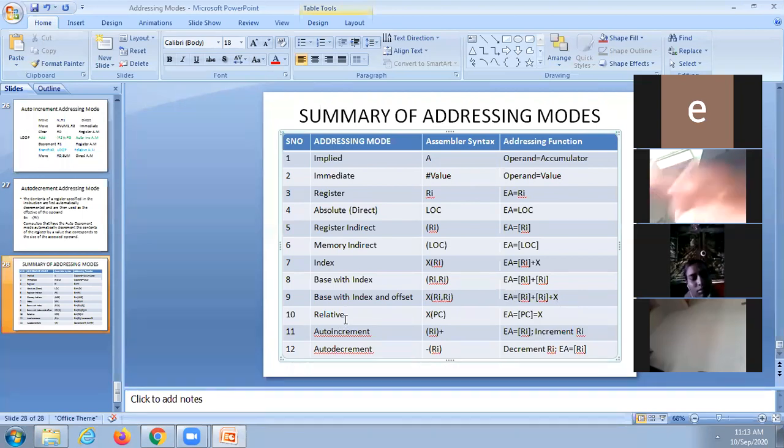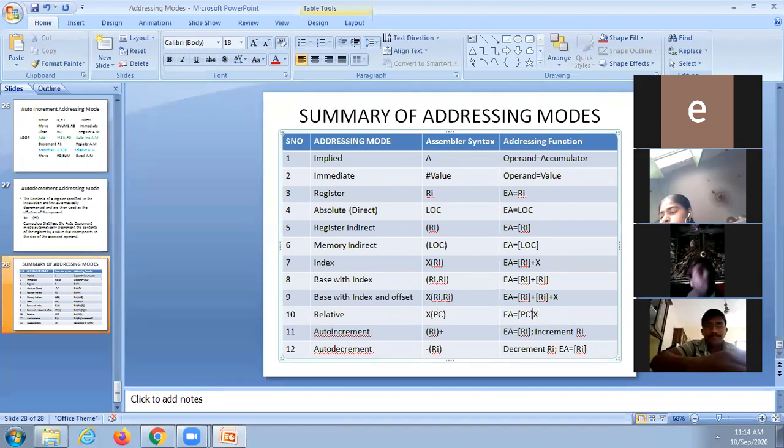Similarly, another one is relative address. Here, instead of x of Ri, the register will be the program counter. The program counter already you know the meaning of it. The program counter stores the address of the next instruction to be executed. That is x of PC. So the address stored in PC plus x is the effective address of this.